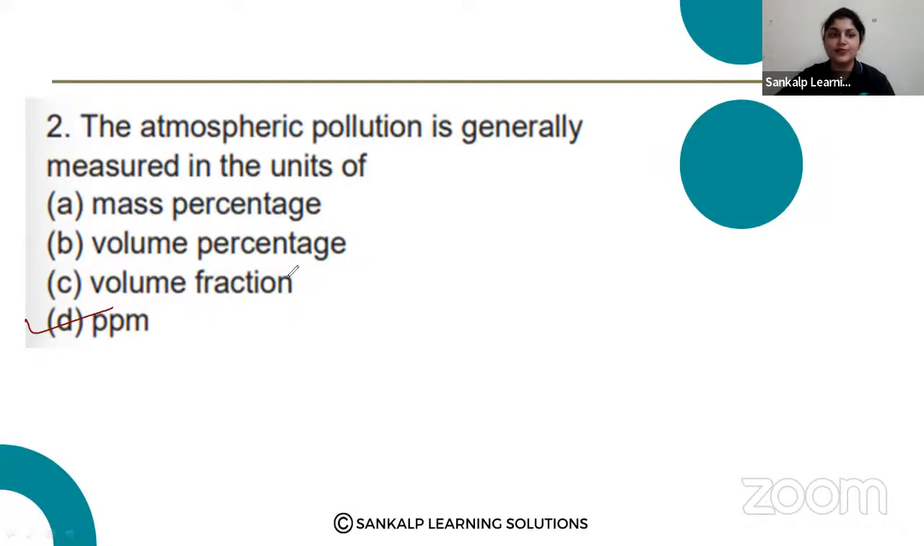Good. So ppm. As we have discussed, the atmospheric pollutants, that is the amount of pollutant which is present in the atmosphere, are in very small quantity or in very small minute amount. So the pollution is always measured in terms of ppm. So D is the correct answer. We'll go for the next one.